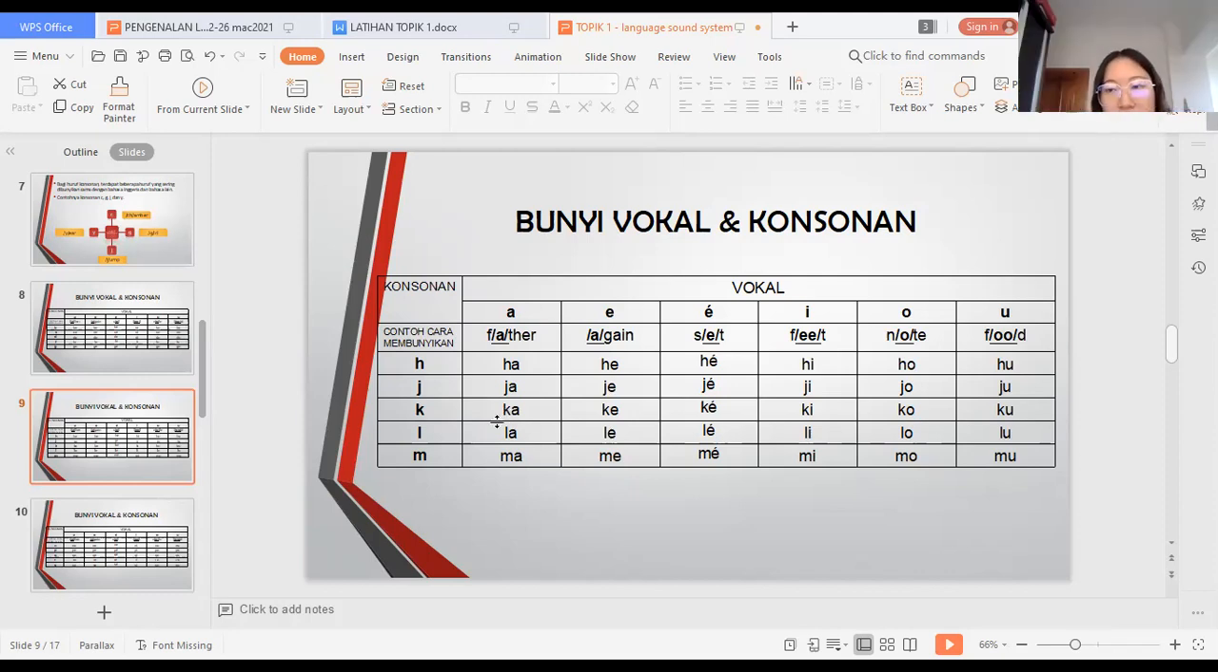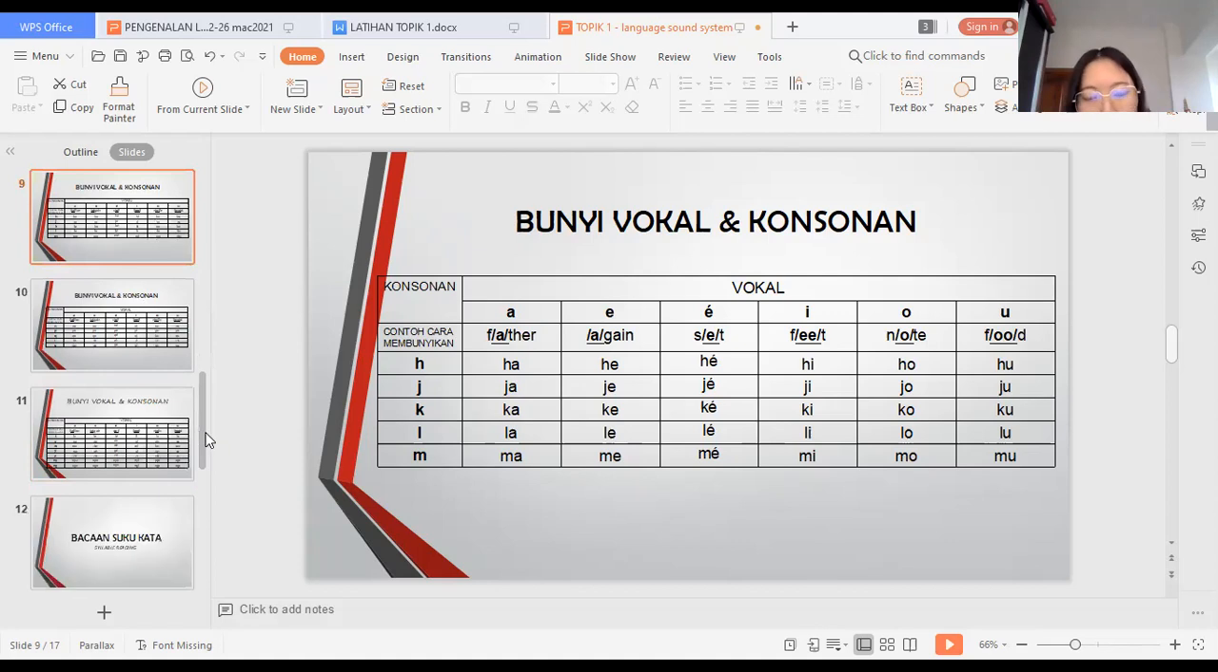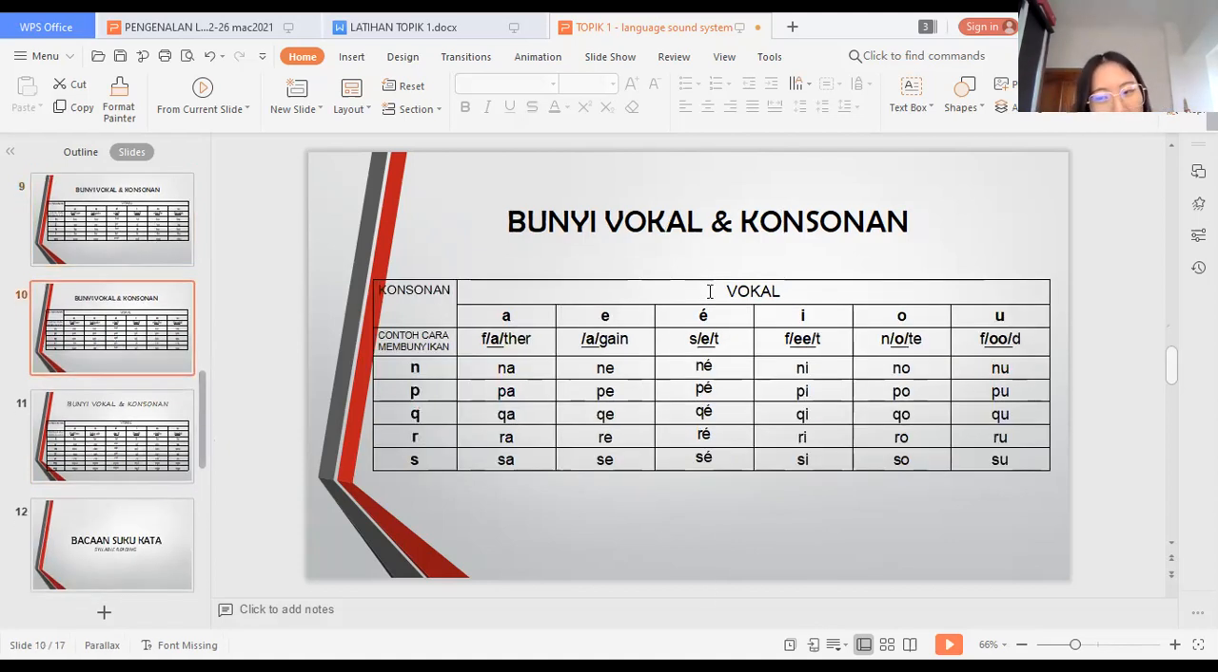Yes, teacher. Okay, M. M A ma, M E ma. You change. The first E ma. This one is ma. Ma. Okay, continue. M I me. M O mo. Okay. M U. Okay, thank you. So, everybody, please practice behind your mic, because after this, we have to read the paragraph.